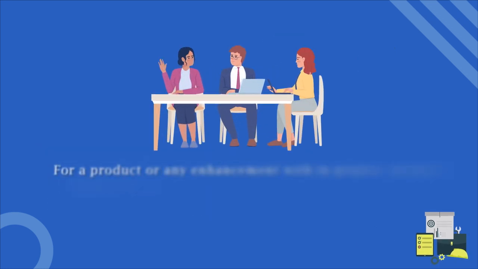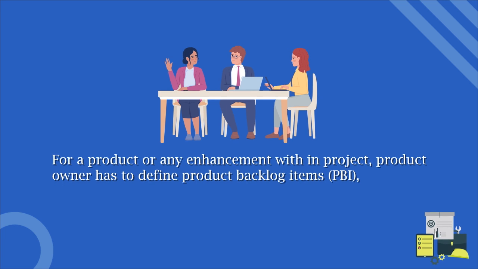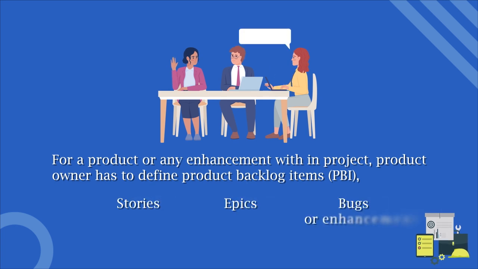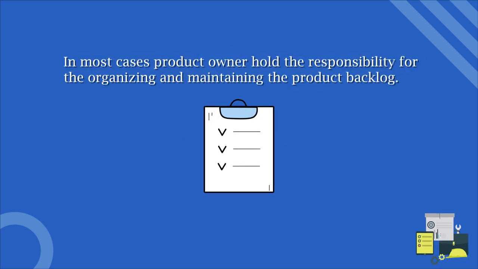For a product or any enhancement within a project, the product owner has to define product backlog items, which we call PBIs. PBIs are nothing but a list of work for the development team that derives from the requirements given by the client. PBIs include user stories, epics, bugs, or change requirements. The most relevant and important tasks or stories are shown at the top of the PBIs. In most cases, the product owner holds the responsibility for organizing and maintaining the product backlog.